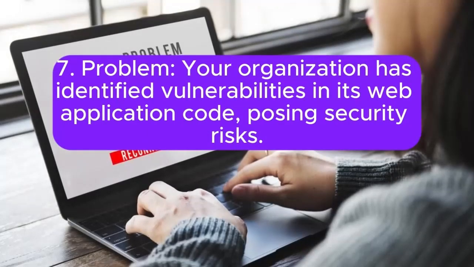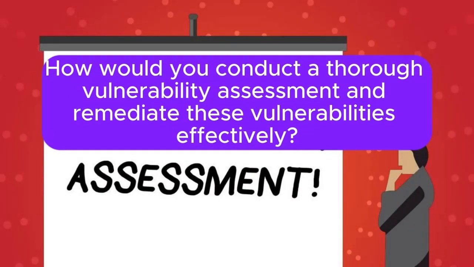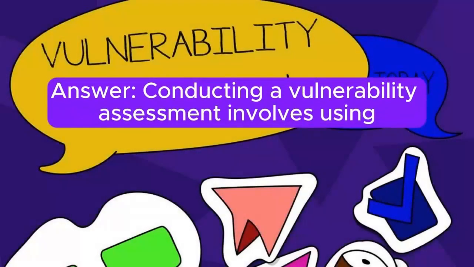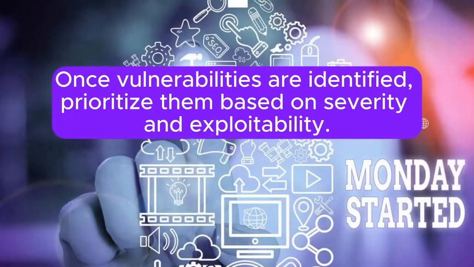7. Problem: your organization has identified vulnerabilities in its web application code, posing security risks. How would you conduct a thorough vulnerability assessment and remediate these vulnerabilities effectively? Answer: conducting a vulnerability assessment involves using automated scanning tools to identify potential vulnerabilities in web application code, configurations, and dependencies. Once vulnerabilities are identified, prioritize them based on severity and exploitability.